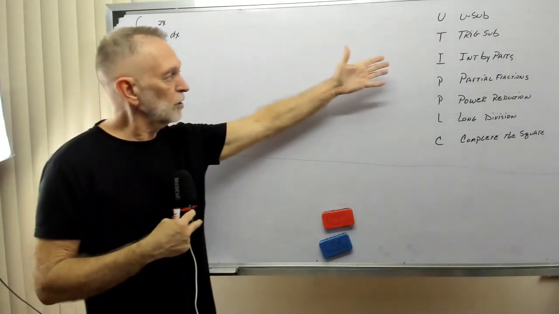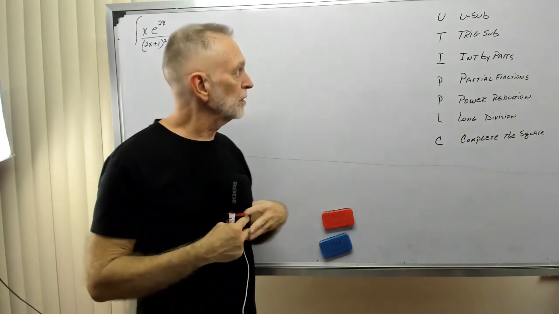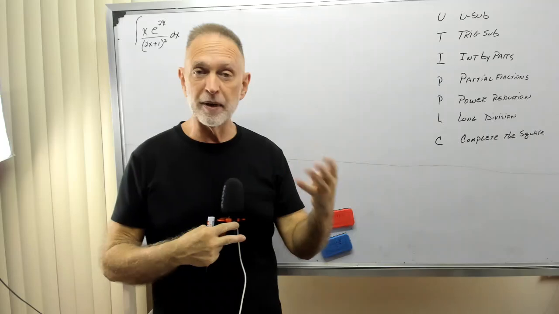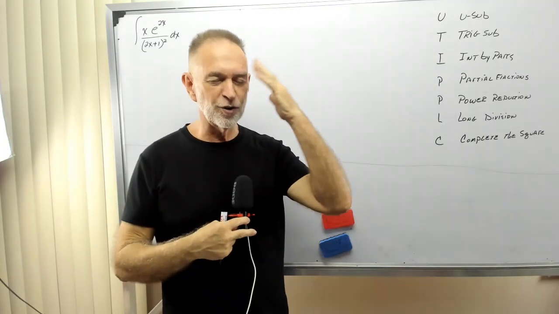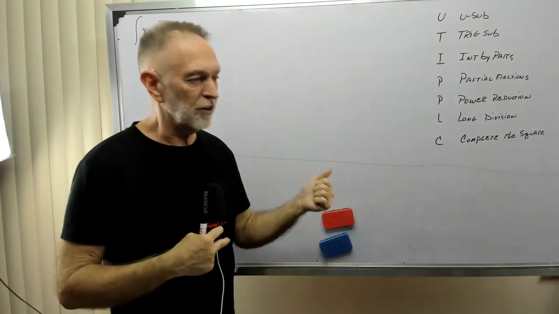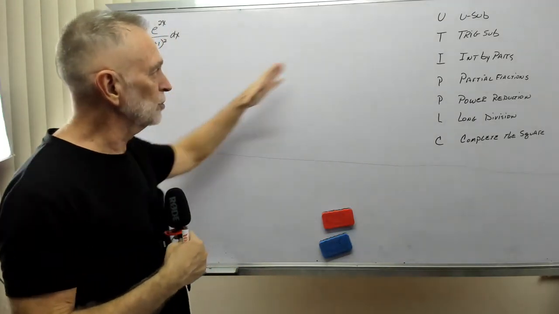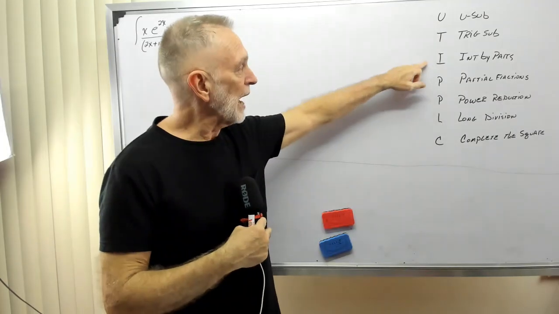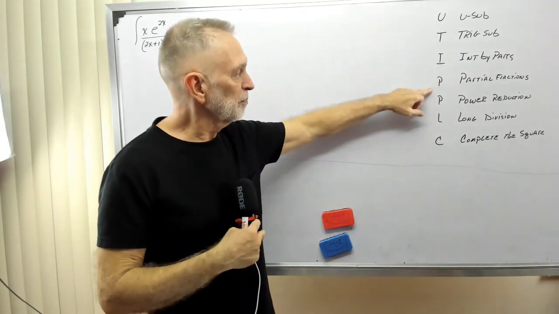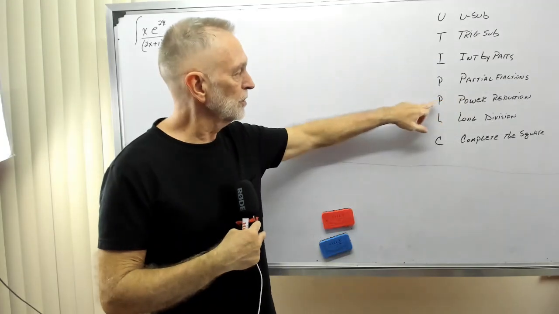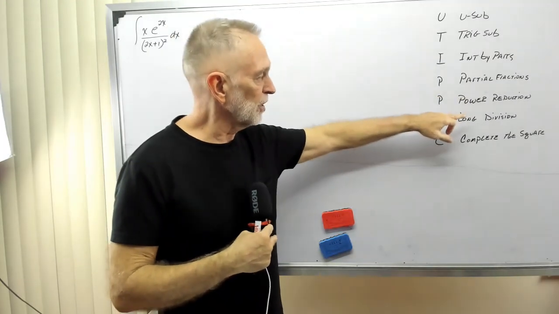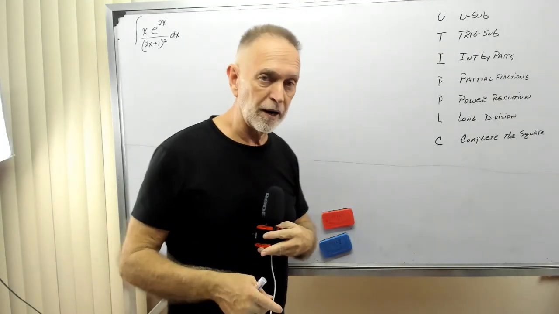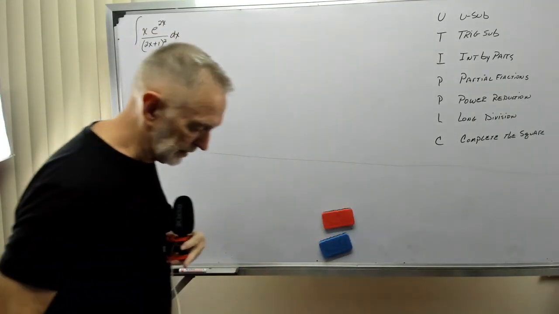Now I've listed the tools that we typically use here. And actually, I'm an acronym guy. UTIPPLC is what goes through my mind when I'm trying to understand what tool to use. U would be u sub, T is trig sub, I is integration by parts, P is partial fractions, also P is power reduction, L is long division, and C is complete the square. So let's start with complete the square.